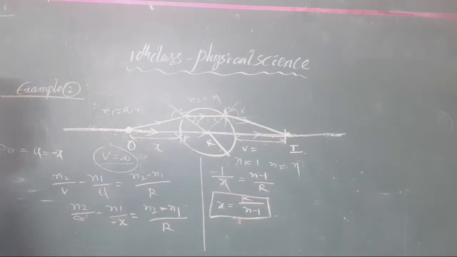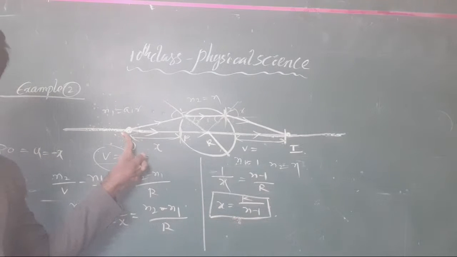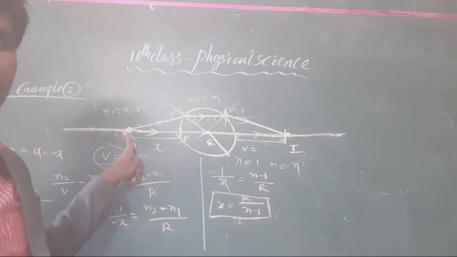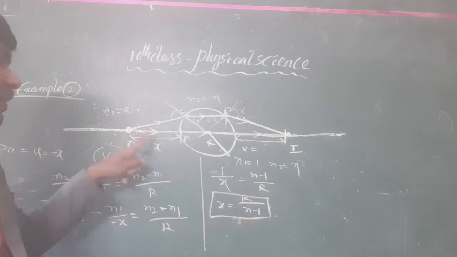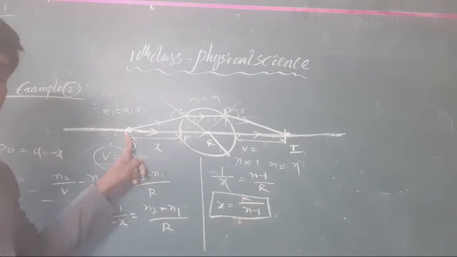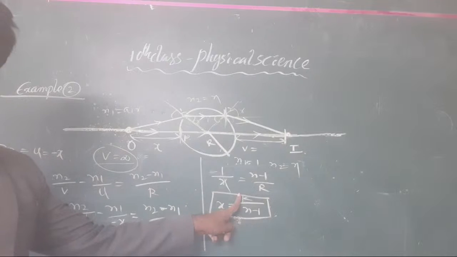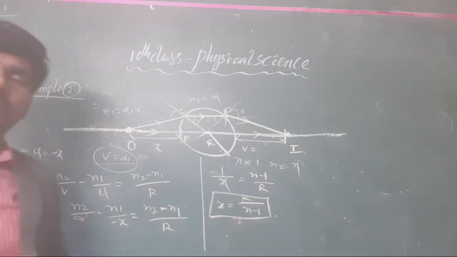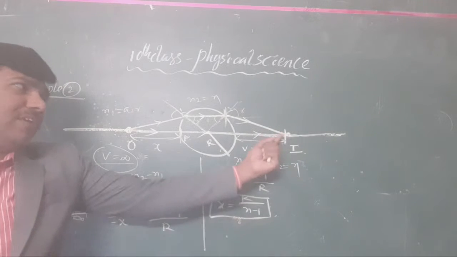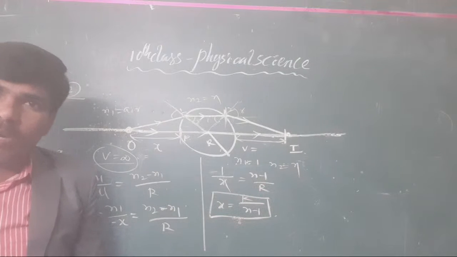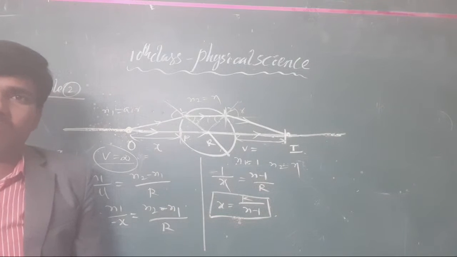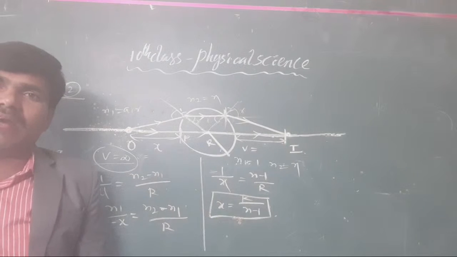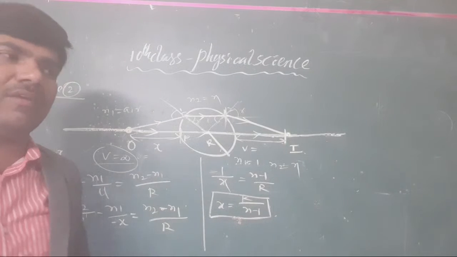This is the distance of our object. Where do we have to keep it for a real image? We have to keep it at this particular distance, R by n minus 1. At that time only you will get our real image. Otherwise, virtual images are obtained at this position, but we require real images. Okay, clear or not, all the students? Yeah, I hope you got it. This is only the second problem.